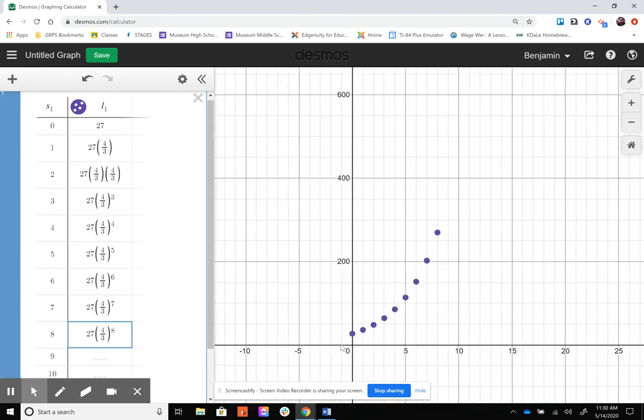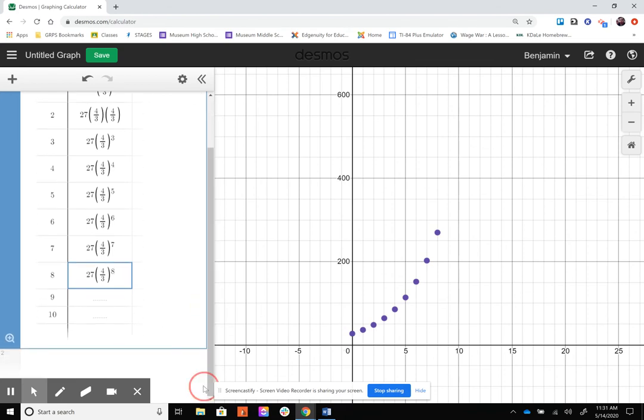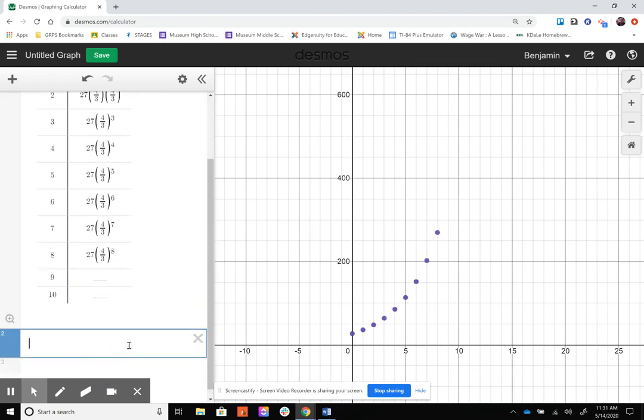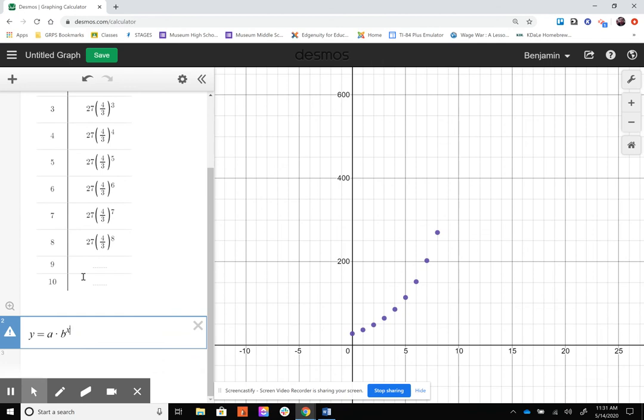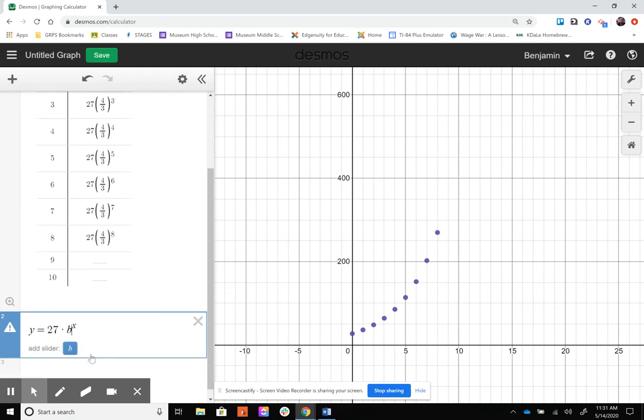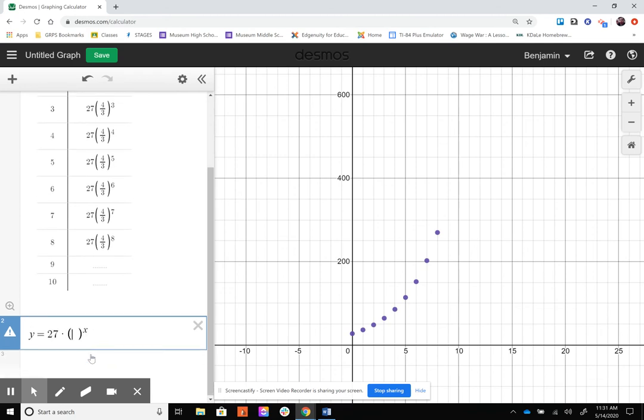If I zoom out a little bit, you'll see this exponential curve. It's going to keep with that pattern. So an exponential curve has the form y equals a times b to the x power, where x is your independent variable, y is your dependent variable, and then a and b are constant values. So for us, we had 27 as our a value, and I'm hoping you remember that we had 4/3 as our b value.